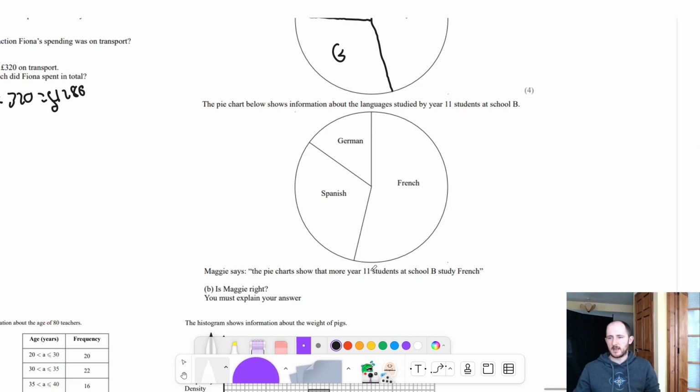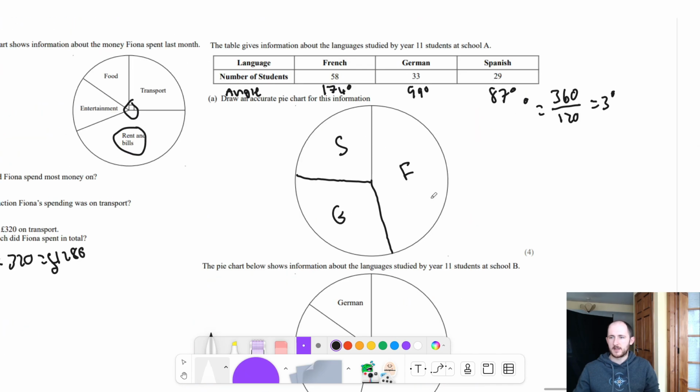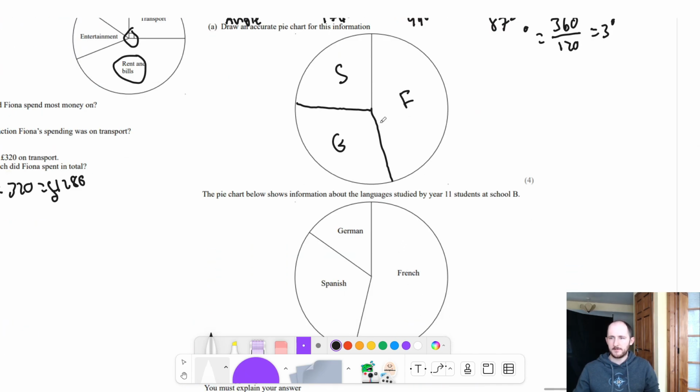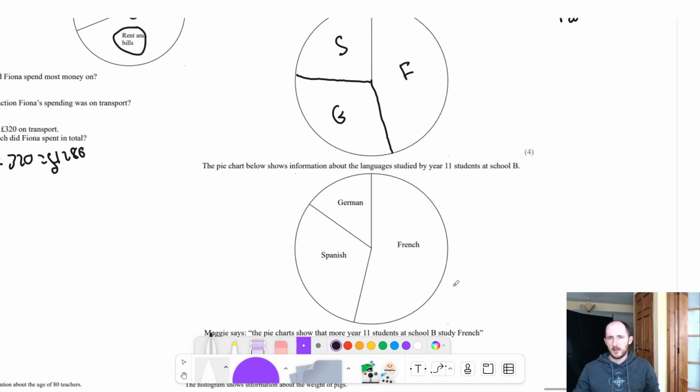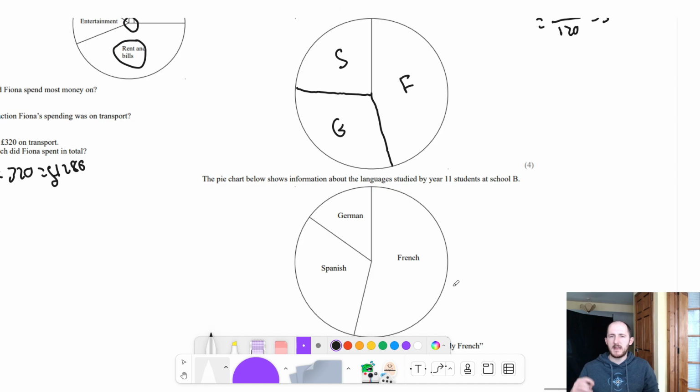and Maggie says it shows that more students study French, right, at school B. So if you look, it would be more, right? Well, not quite. Is she right? The answer is no. Pie charts do not tell you how many people study something, right? All it tells you is what fraction of people study it. So here, over half the students study French, and here just under half the students, right?